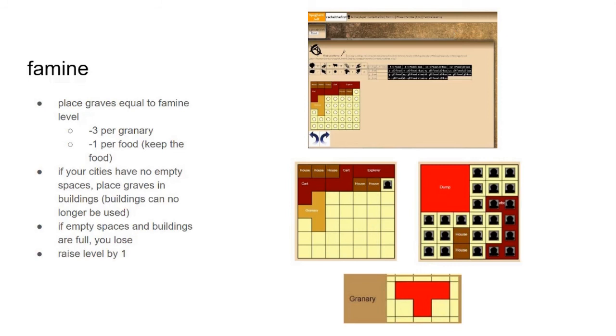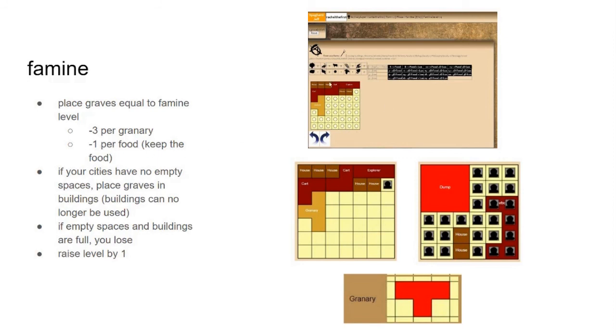And the way famine works is when it's famine time, you will have to place graves in your city equal to the level of the famine. Now, there's 2 things that'll mitigate that number. The first is the granary. If you have the granary built in one of your cities, then you can subtract 3 from the famine level, and that's how many graves you'll put in the city.